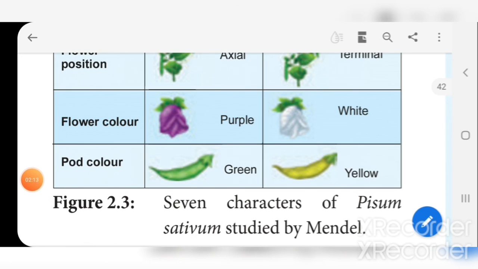Then the last character, pod color. Pod means fruit. Green is the dominant character and yellow is the recessive character.